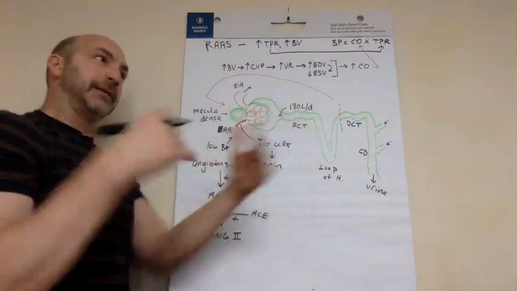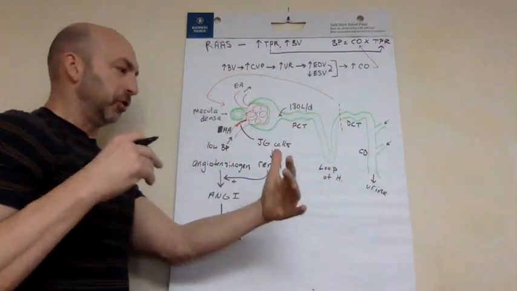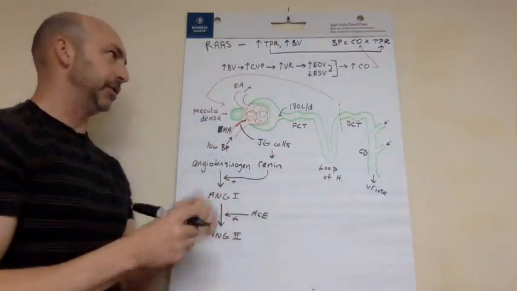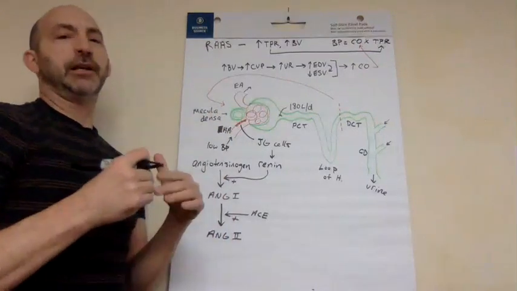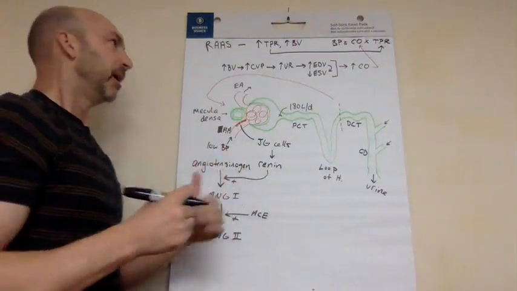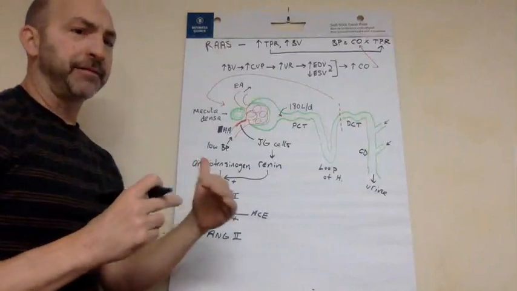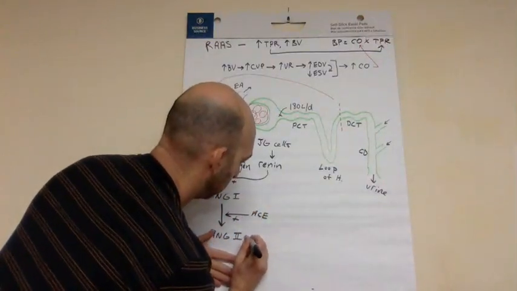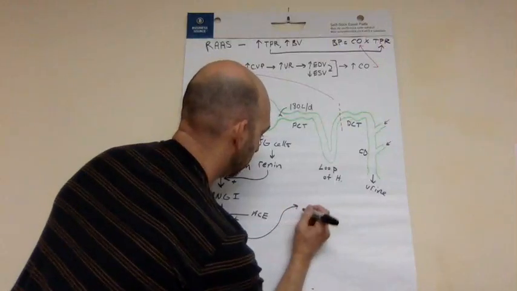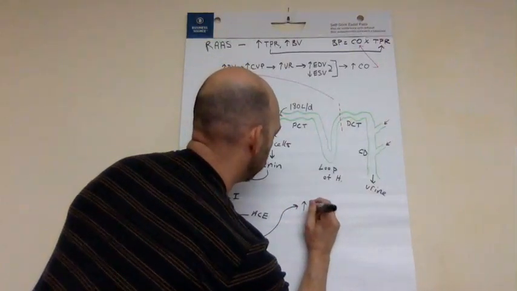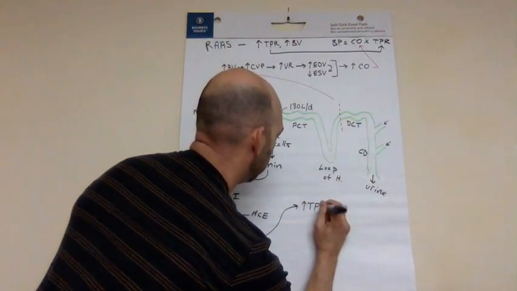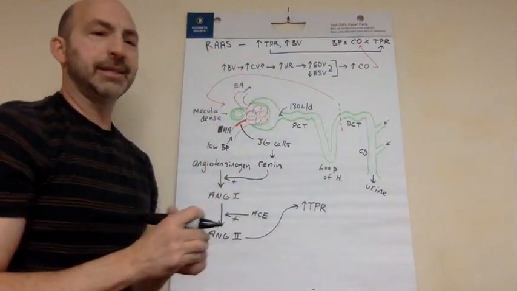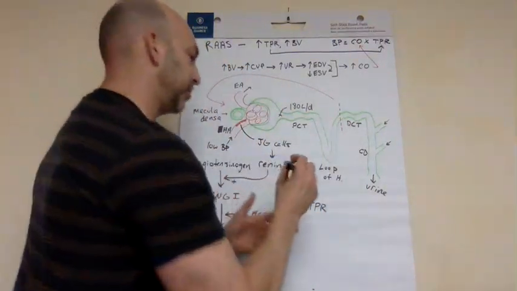Now remember, we need to fix the systemic blood pressure problem too, right? And so our angiotensin II is not just going to constrict here, but it's going to constrict everywhere, right? And so now we can follow through and list our angiotensin II effects, right? And so we get an increase in total peripheral resistance, and that is essentially because of vasoconstriction.